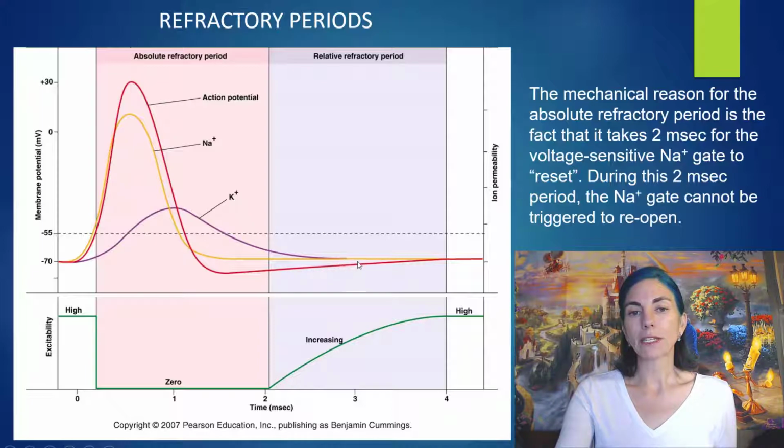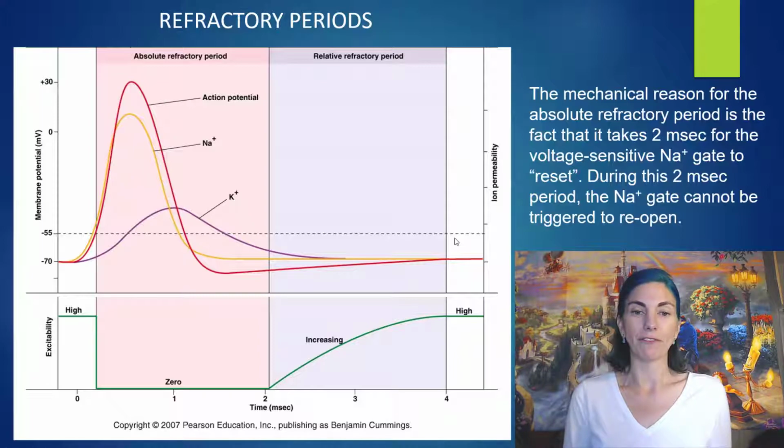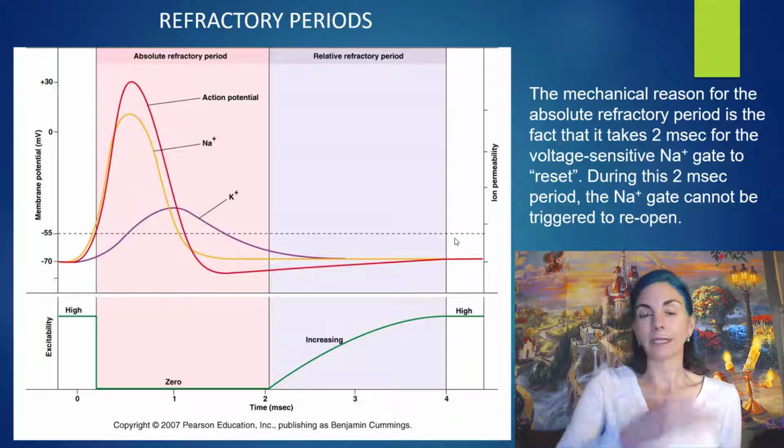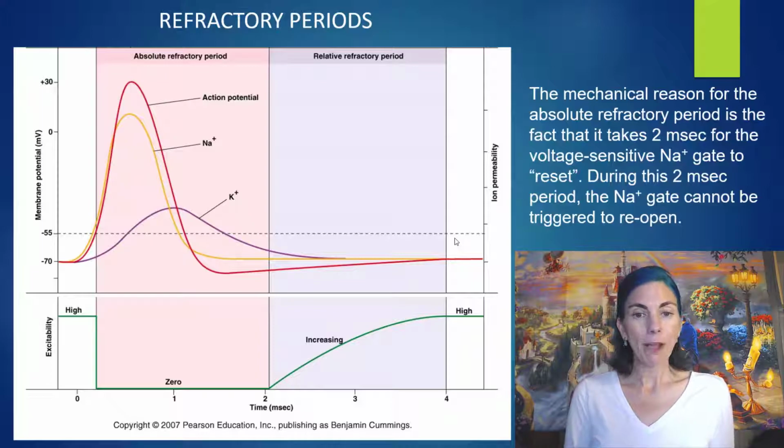As our membrane potential continues to get closer and closer to minus 70, it's a little easier and easier to make that jump to the minus 55. So our excitability continues back up. By about the 4 millisecond mark, the membrane potential has returned to the minus 70 baseline. And at that point, you are as excitable as you're going to be. So the period between 2 and 4 milliseconds is referred to as the relative refractory period.